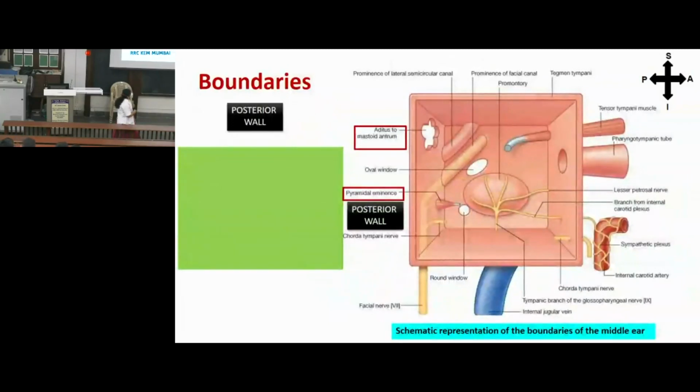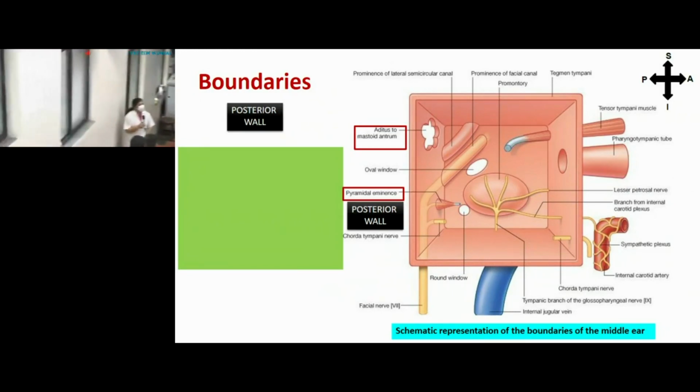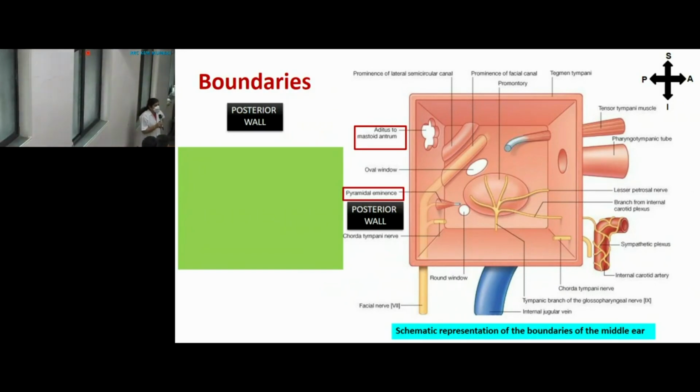What about posterior wall? So can you see this wall? This is posterior wall of the middle ear cavity or tympanic cavity. In the upper part, there is one aditus. Aditus means you have learnt one aditus in abdomen. Okay, so which was that aditus? Connecting greater sac with lesser sac. Epiploic foramen. Aditus to lesser sac, right? Other name was aditus to lesser sac.